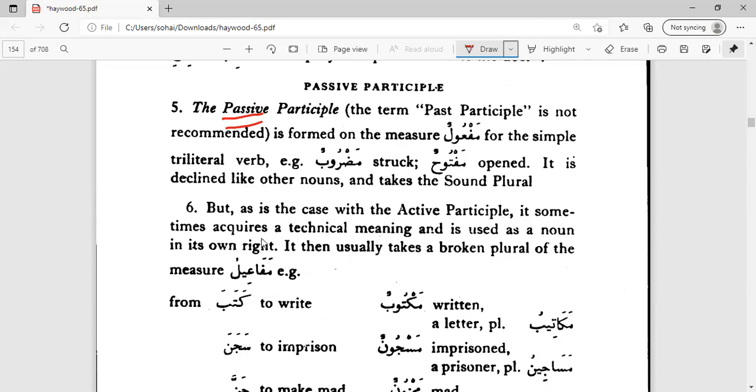So here, we said the active participle, or the doer, was on the scale of fa'ilun, for the simple triliteral verbs we have done. What do we mean by simple triliteral verbs? Words which have 3 root letters. So at the moment we have only done words which have 3 root letters and no additional letters. Fa'ilun. Katibun means writer. Daribun means hitter, and so forth. And the passive participle is on the scale of maf'ulun.